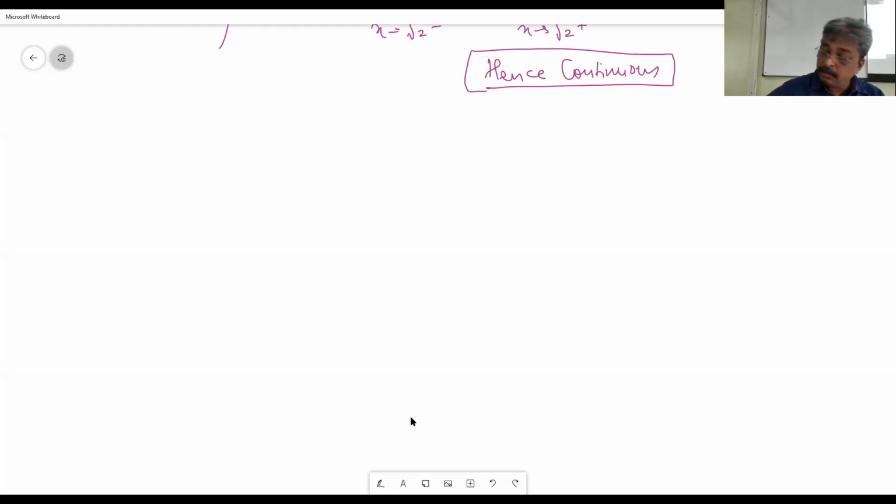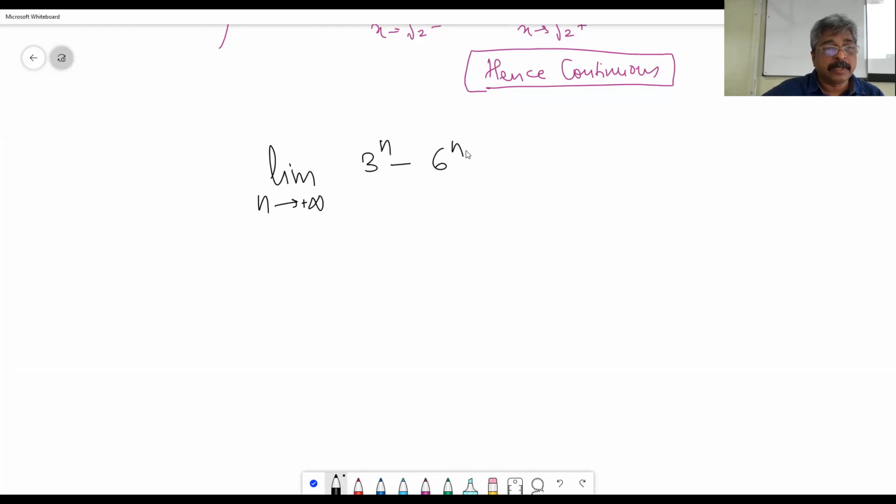Okay, solve this numerical problem. Limit as n tends to plus infinity of 3 raised to n minus 6 raised to n upon 4 raised to n plus 1 plus 6 raised to n plus 1. Tell me, what is the limit?